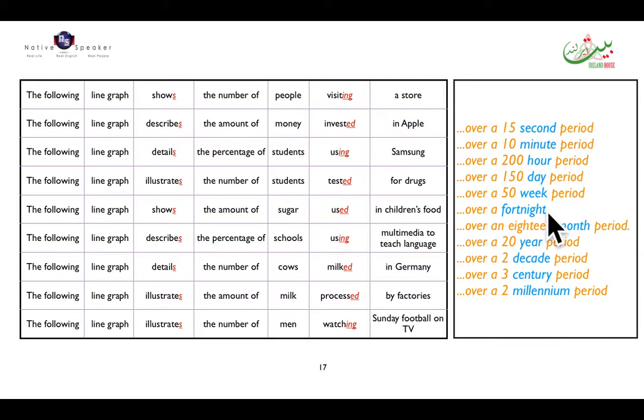But you notice here that fortnight didn't use the word period. I think it's better without it. If I were you, I would just say over a fortnight, full stop. A fortnight, of course, is 2 weeks. And it's a very popular word in the IELTS exams.